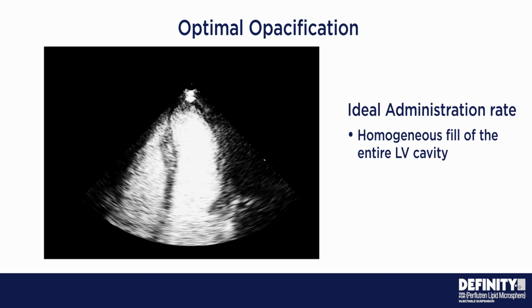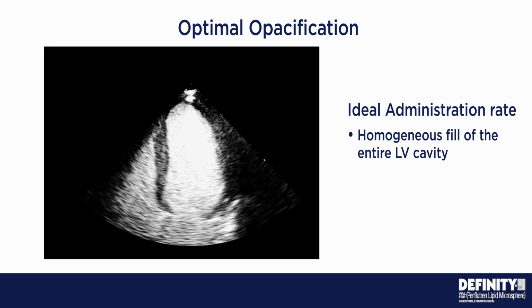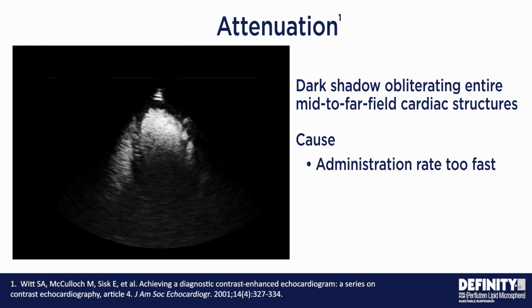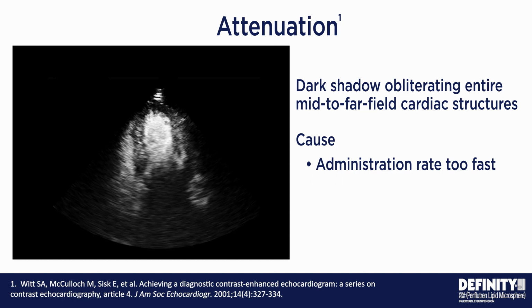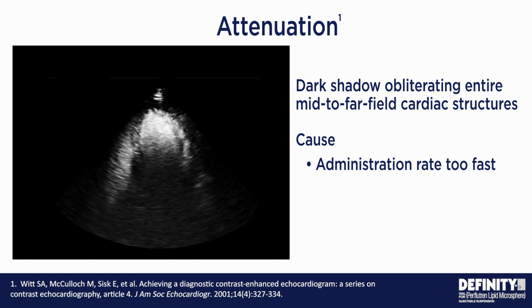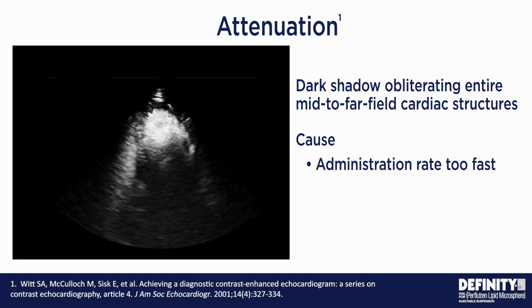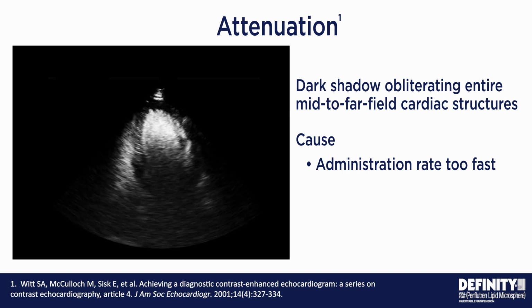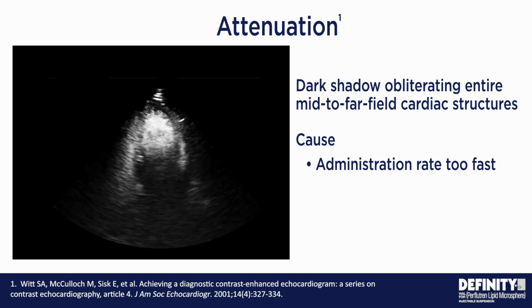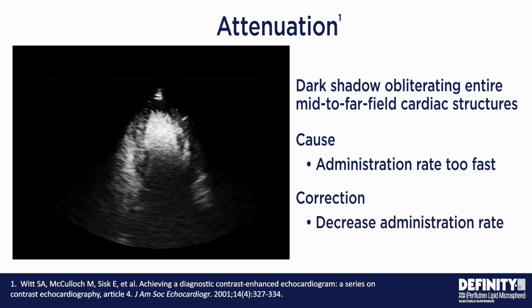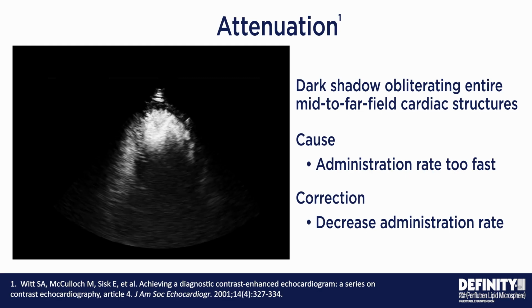Here is an example of an ideal administration rate. A nice homogeneous fill of the entire left ventricular cavity is achieved. When the administration rate is too fast, a high concentration of microbubbles can enter the left ventricle too quickly, causing a dark shadow to appear that obliterates the entire lower portion of the cardiac structures, as seen in this apical four-chamber view. Attenuation is typically rare with continuous infusion dosing. However, to correct for this artifact, simply decrease the administration rate.